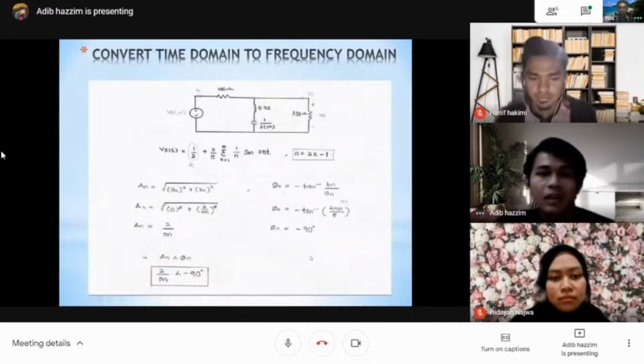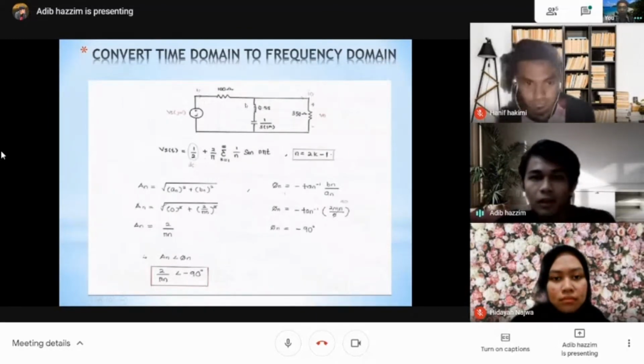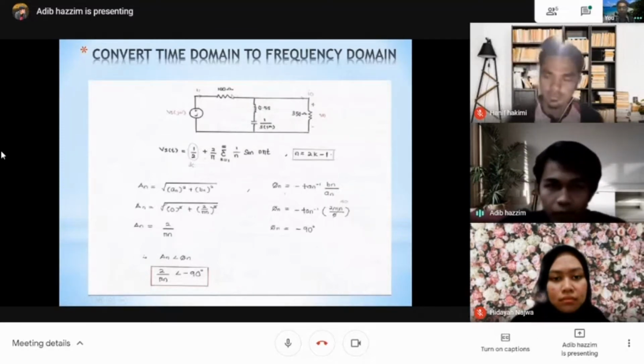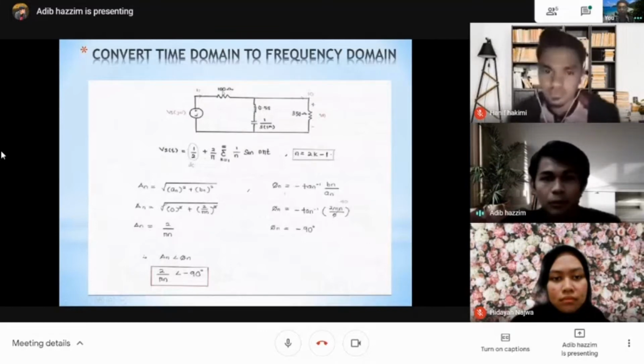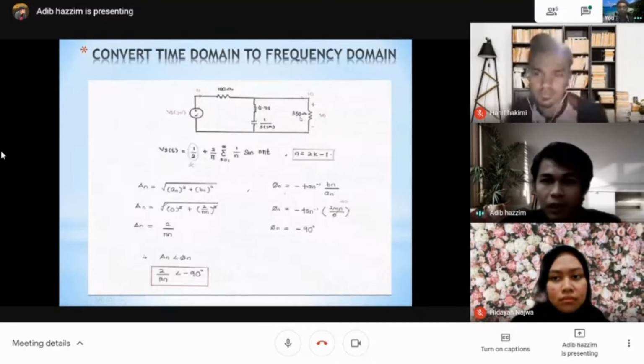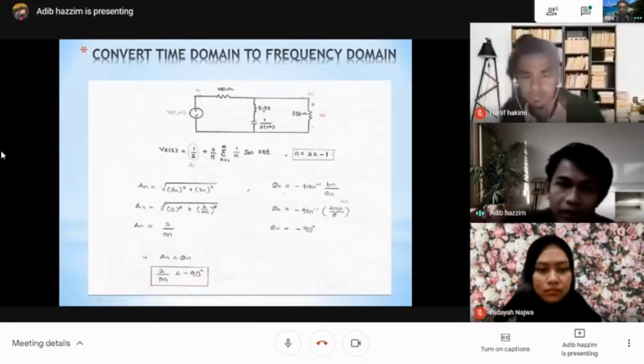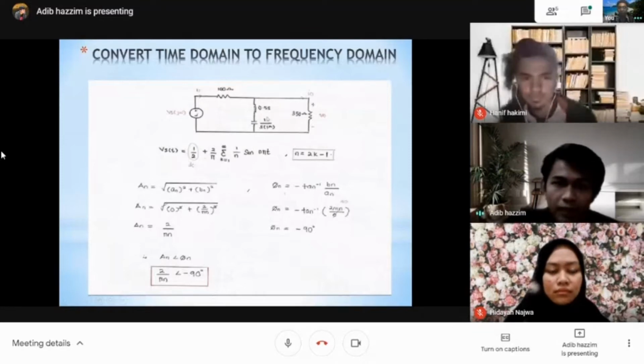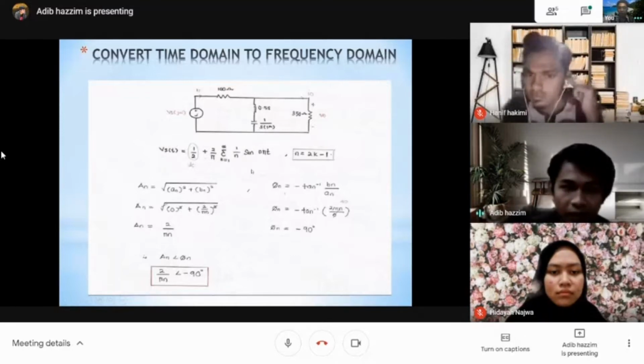Next step, we need to convert the time domain to the frequency domain. This is the new circuit in the frequency domain. The resistors remain the same, which are 100 ohm and 350 ohm. The inductor becomes 0.5s, and the capacitor becomes 1 over s times the value of the capacitor, which is 1 microfarad. This is the Vs(t) that we use.